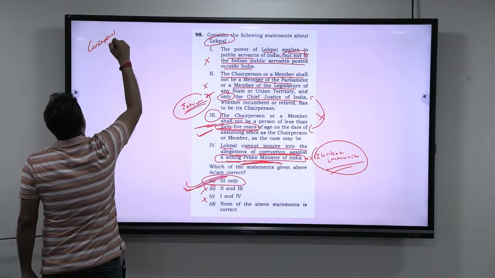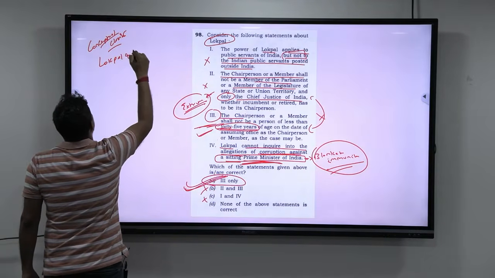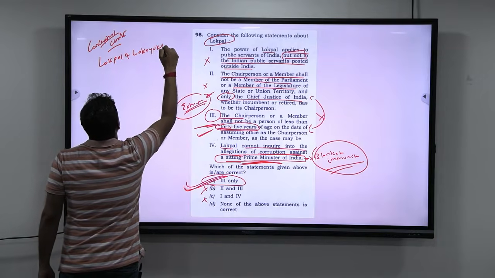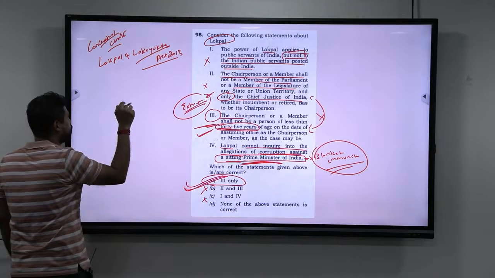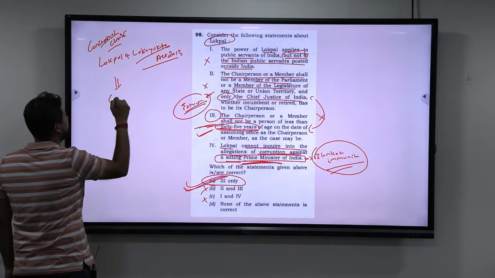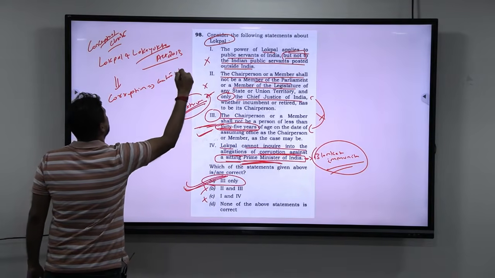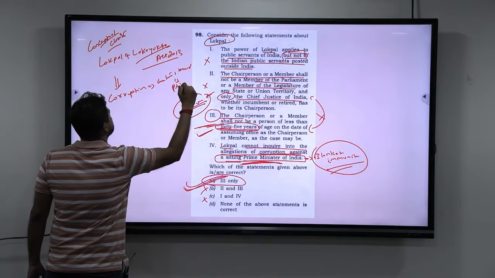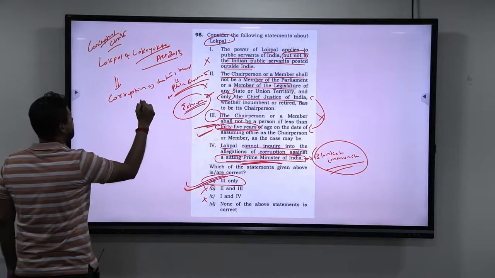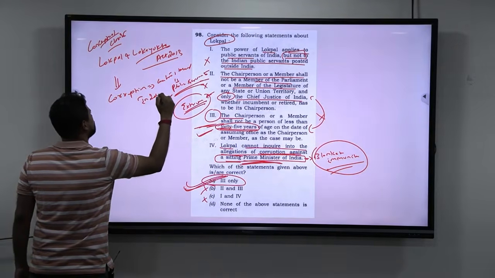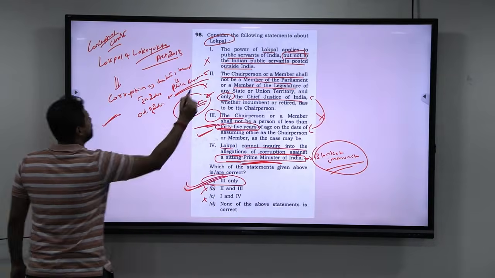So if you take conceptual clarity, you have the Lokpal and Lokayukta Act 2013. Okay, so according to Lokpal or Lokayukta Act 2013, it mainly looks into corruption of central level public servants. Okay, now these public servants can be in India also, they can be out of India also. Okay, that is one. So first statement is wrong.